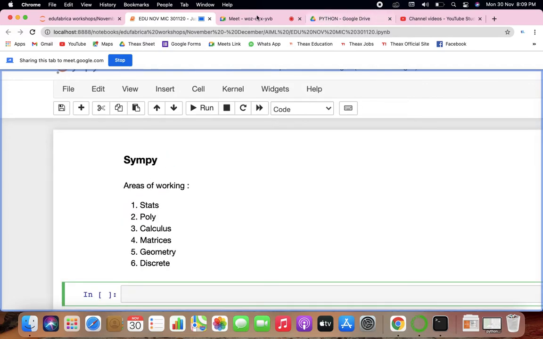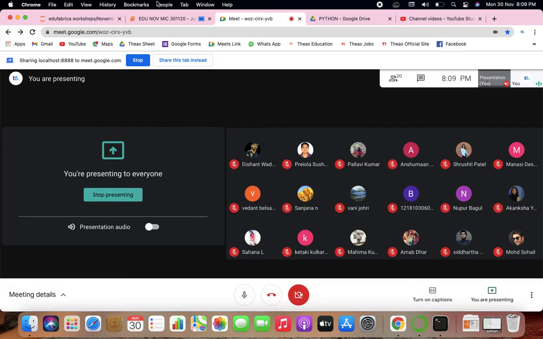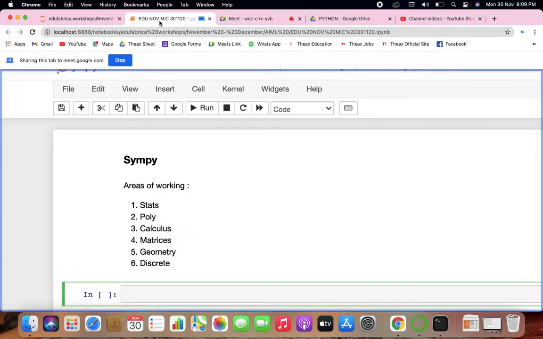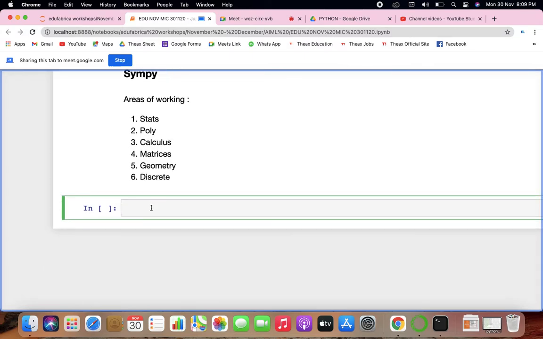Okay. So more things are there, like in physics also you can use it, in vector algebra and all, there also you can use it, right? So a lot of things are there to go through.